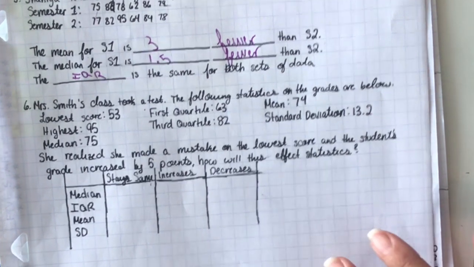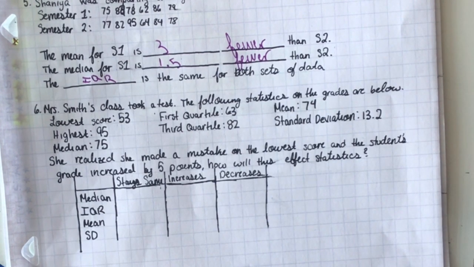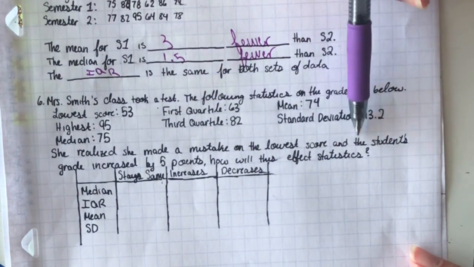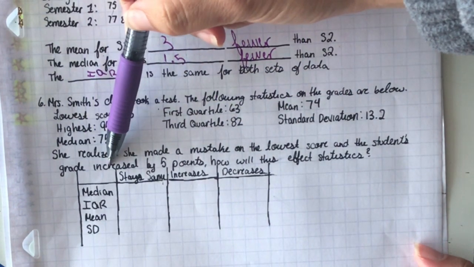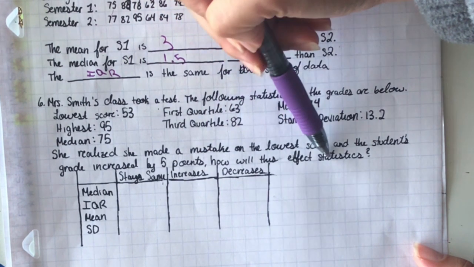Moving on to number 6. Mrs. Smith's class took a test. The following statistics on the grades are below. I'm not going to read it all to you. She realized she made a mistake on the lowest score, and the student's grade increased by 5 points. How will this affect the statistics?